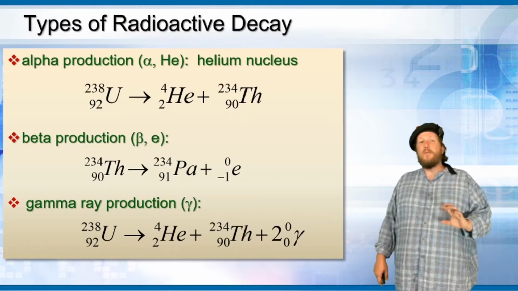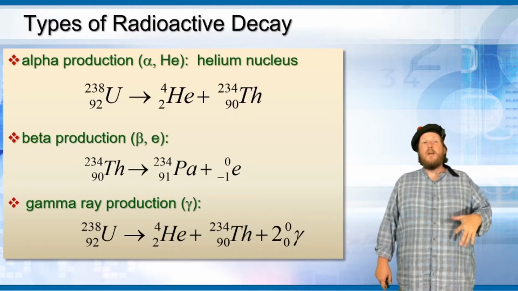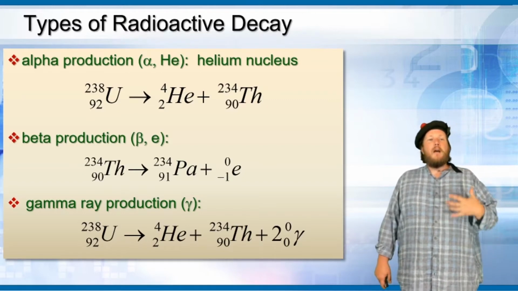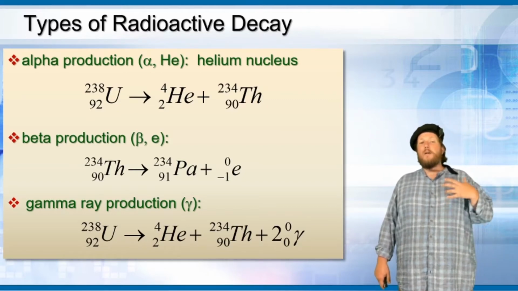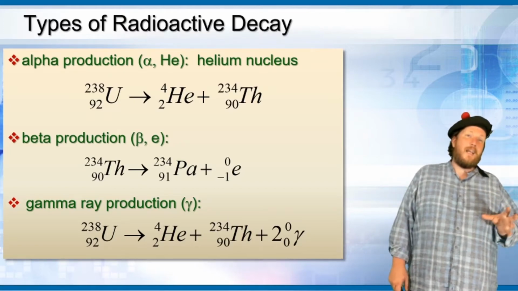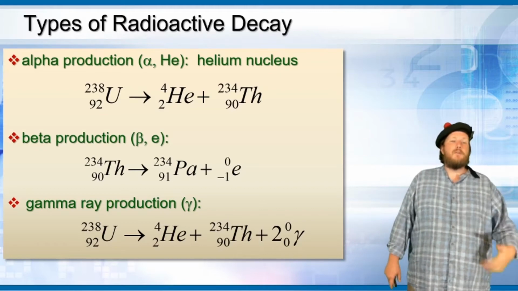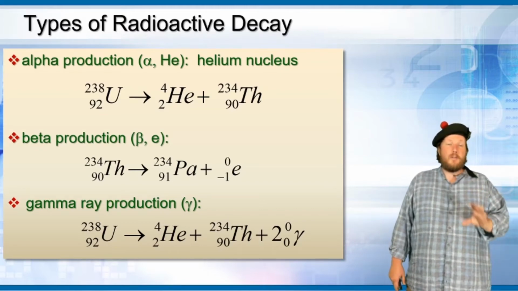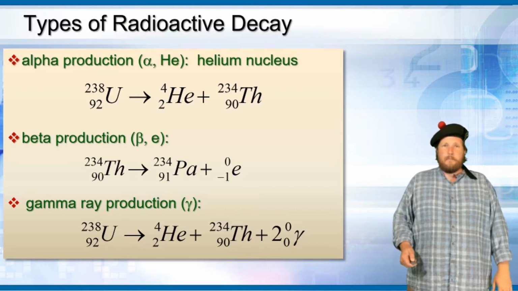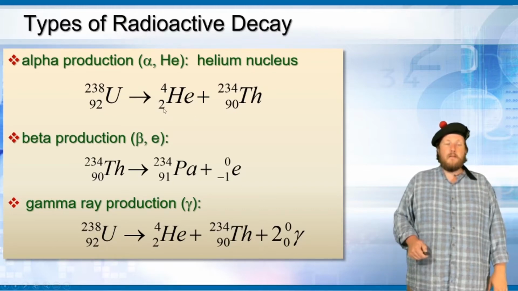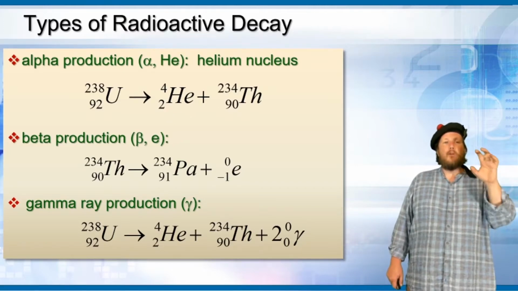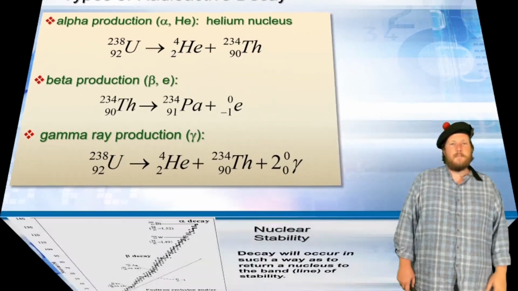There are different types of radioactive decay. There are more than this, but the three main ones we care about are alpha production, which produces an alpha particle, which is a helium nucleus; beta production, which produces an electron; or gamma ray production, which is a side effect basically of one of the other types of radioactive decay, but it also produces a gamma ray, which is a photon with very high energy. So it's basically in the electromagnetic spectrum. The important parts are that you lose these things from the nucleus.